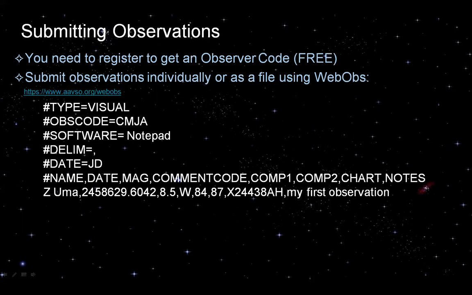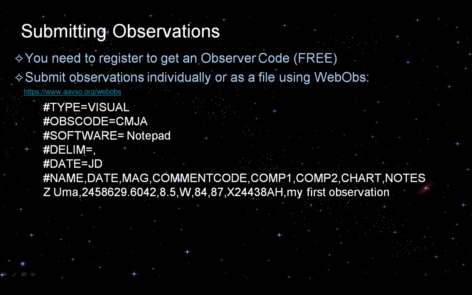And you'll go to a thing on the website called WebOps and submit your observations individually. But if you don't want to do that, you can put your observations in a spreadsheet and convert it to what they call a comma delimited file, or CSV. It would be structured like this.